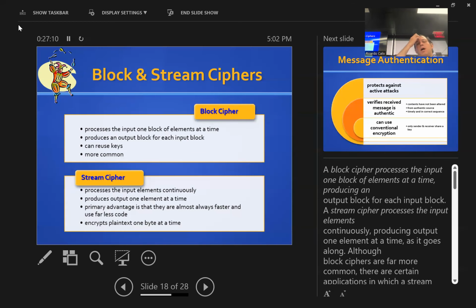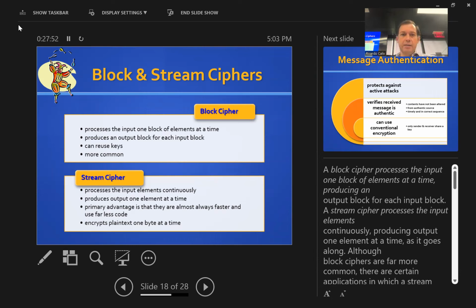Okay, block and stream cipher, so just a few little contrasts. Block cipher processes the input 1 block of elements at a time, size 8, 16, we've done this before. Produces an output block for each input block, can reuse keys, it's more common. Stream cipher processes the input elements continuously, right? Produces output 1 element at a time, okay? A primary advantage is that they are almost always faster and use far less code, and basically encrypts plain text 1 byte at a time, as I kind of indicated. Okay.